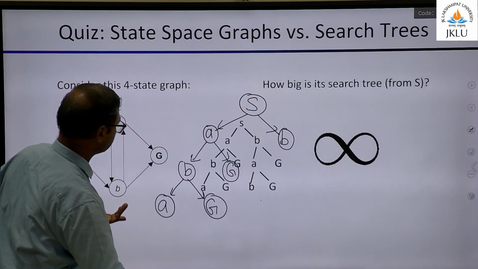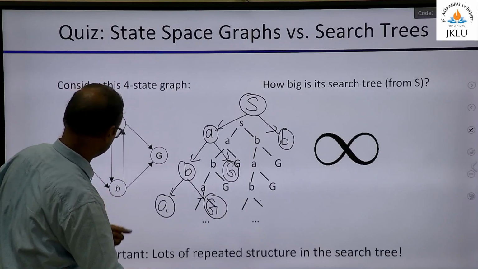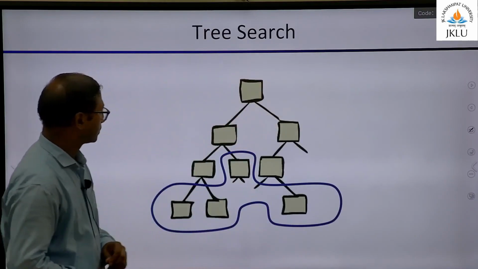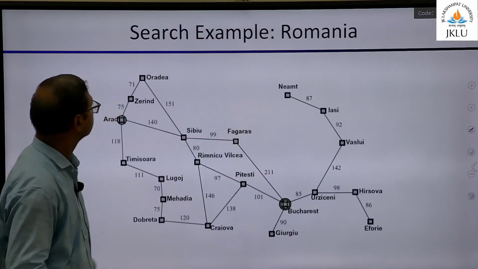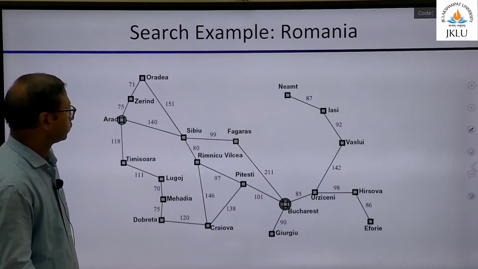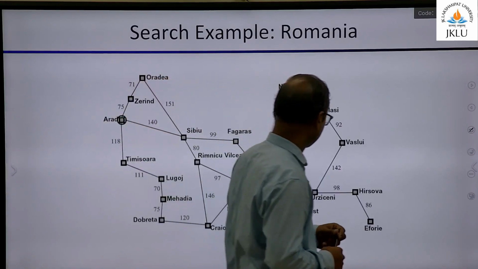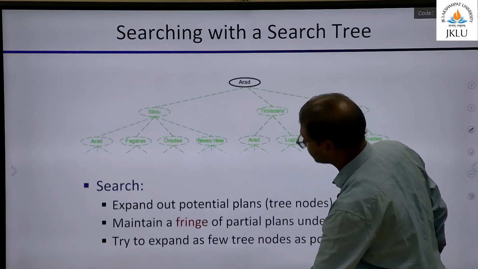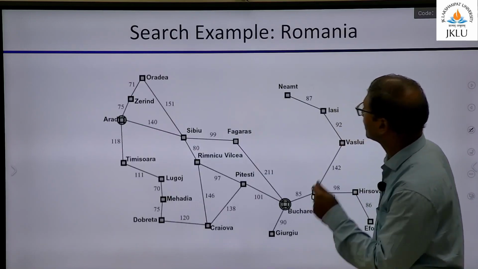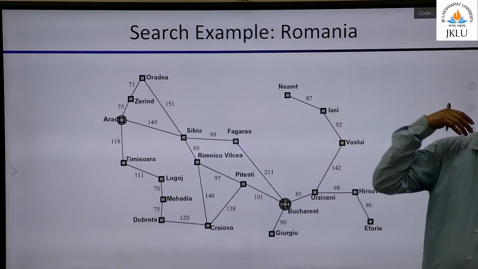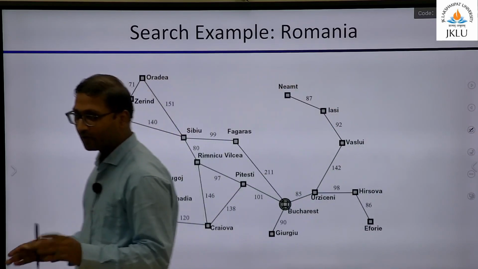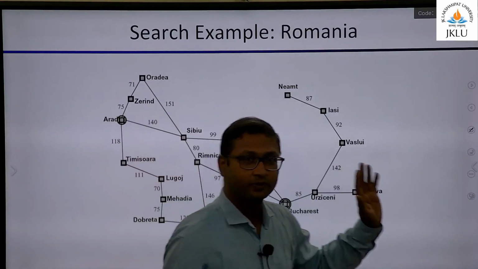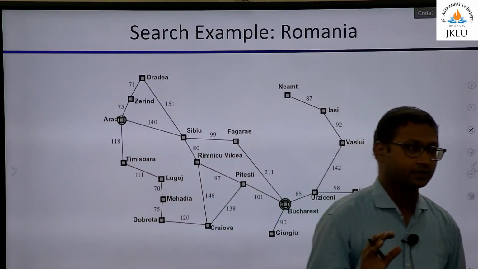There is a lot of repeated structure in the search tree. So what do we need to do? How do we do this? This question I have asked in almost all midterms. It doesn't guarantee that I will ask you as well, but I am just trying to tell you that this type of questions will be there.